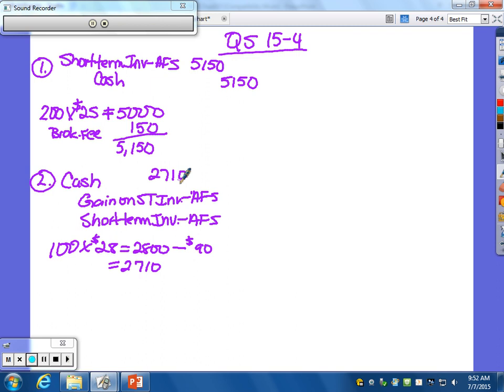How much were the short-term investments worth? $25. $25 times how many shares? 100. Which means that they were worth $2,500. Which means we recognize the gain of?